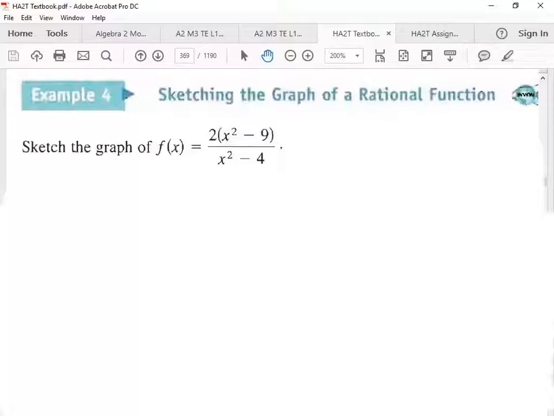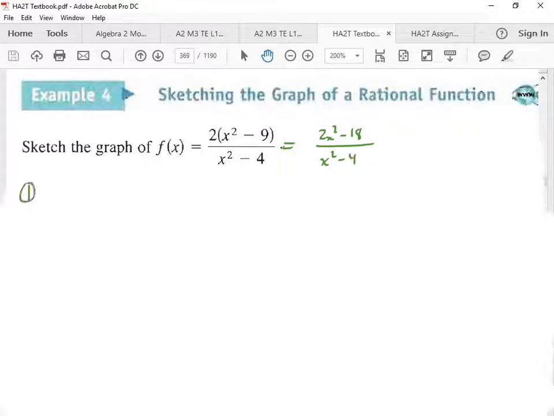And the first thing we gotta do, man, look at that 2. That's weird. Why is that 2 there? I'm gonna rewrite this the normal way. Someone's trying to be weird right here and write a weird problem. We got 2x squared minus 18 over x squared minus 4. All right, so we got all these different things we gotta find.